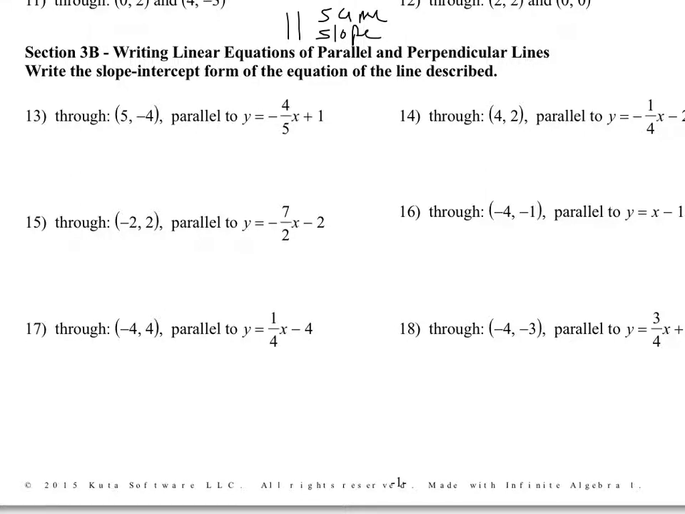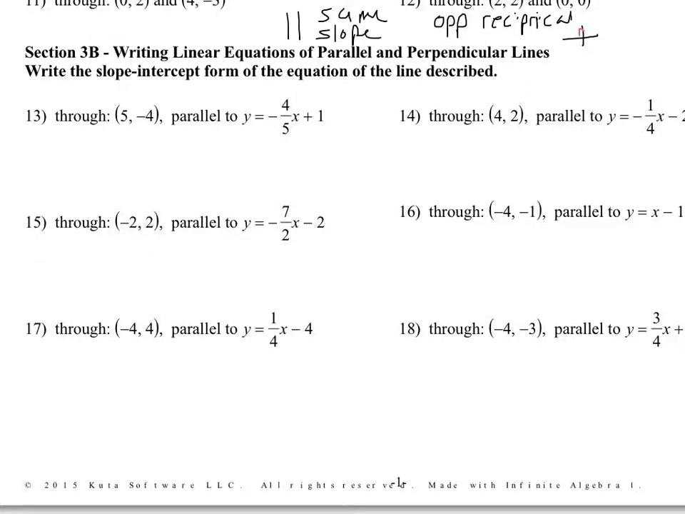Perpendicular means that they have opposite reciprocal slopes, and that they cross. And they not only cross, when they cross, they create right angles.